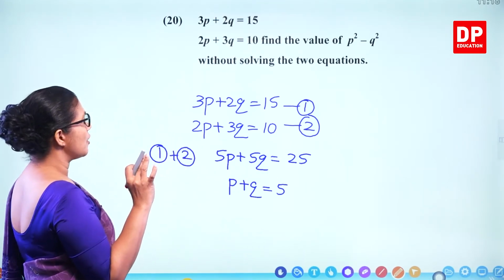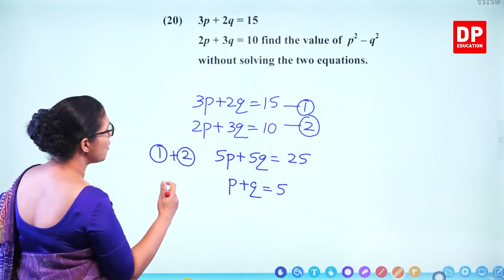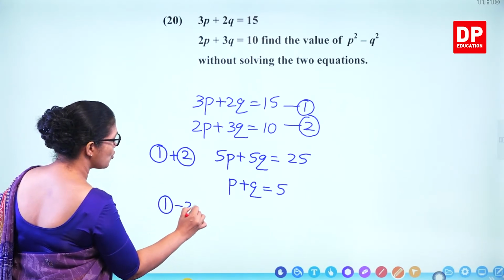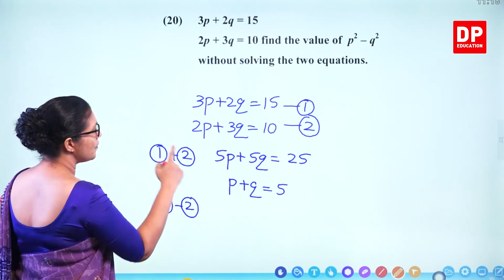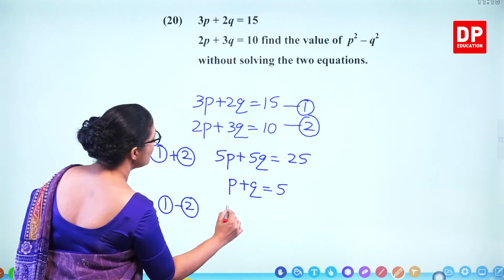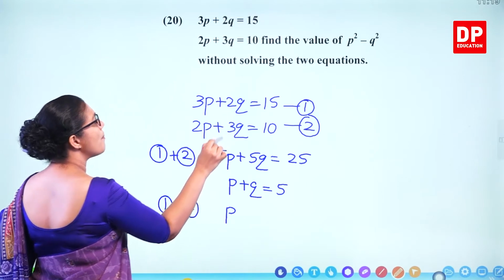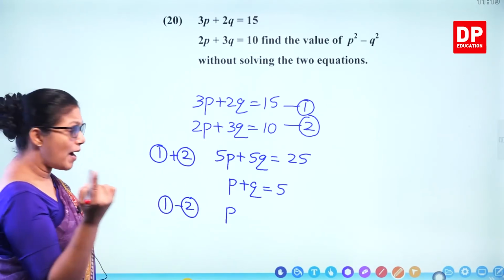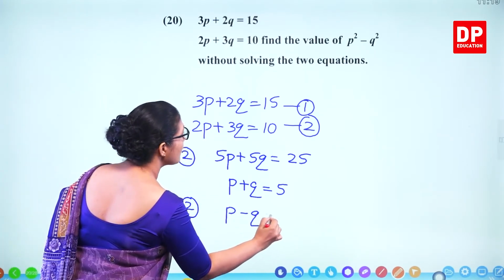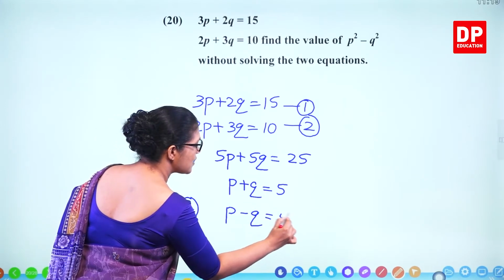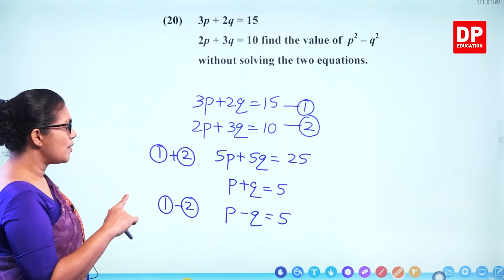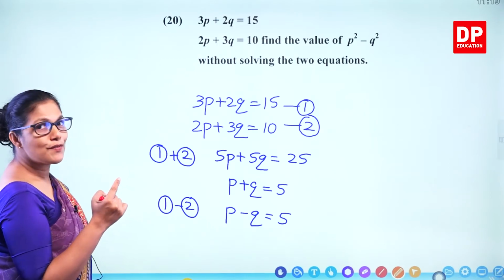We have p plus q. We'll subtract the 2 equations. What happens? 1 minus 2. 3p minus 2p, you get p. Then 2q minus 3q, you get minus q. 15 minus 10, that's 5. So p plus q is 5, p minus q is 5.